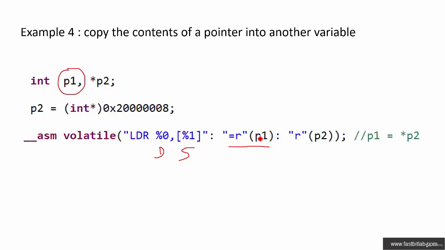That makes sense. This is the syntax of how you write the source for LDR instruction. Remember, like we write in square brackets, we write R1, something like that. %1 here refers to the input operand. So the input operand is pointer variable.